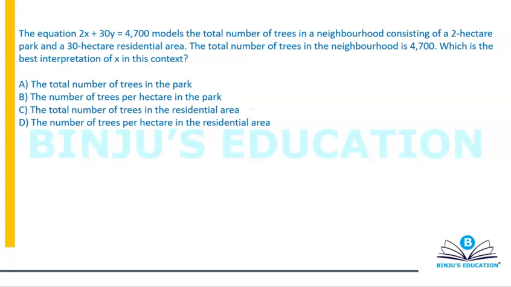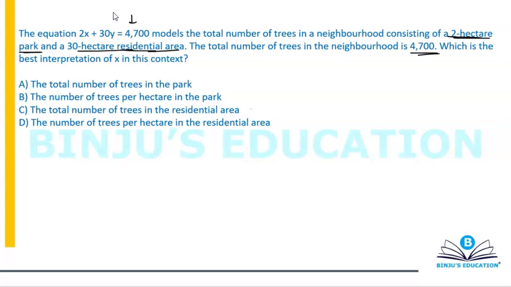The equation 2x plus 30y is equal to 4700 models the total number of trees in a neighborhood consisting of a 2-hectare park. So we have 2-hectare park and 30-hectare residential area. The total number of trees in the neighborhood is 4700, which is again given to us in the equation itself. What is the best interpretation of x in this context?